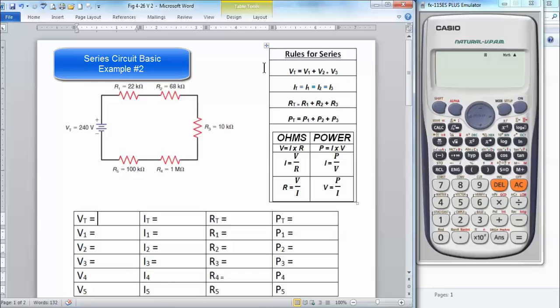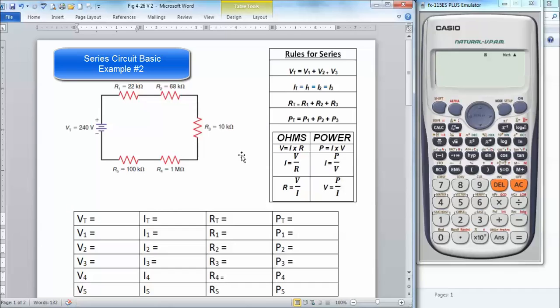We see our rules for a series circuit here on the top right. Voltage adds up, current stays the same, resistance adds up, and power adds up. Now in parallel these rules are going to change. Here we have Ohm's law in all three forms and the power formula in all three forms. So let's begin with our first step.